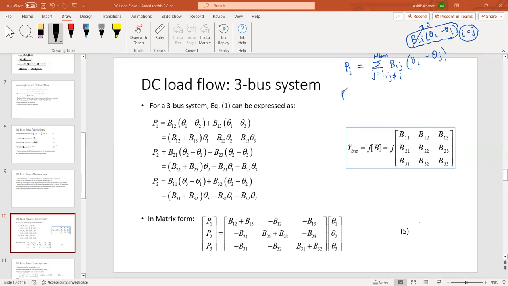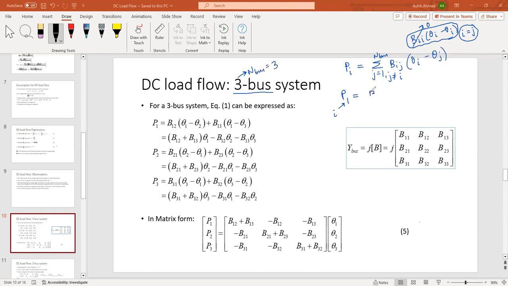So if I am looking for P1, then P1 means I'm looking for the summation from J equal to 1 to n bus. Because I here is equal to 1, J cannot be equal to 1. So I have to start from B12. So J will start from 2 up to n bus. For a 3-bus system, n bus is 3.